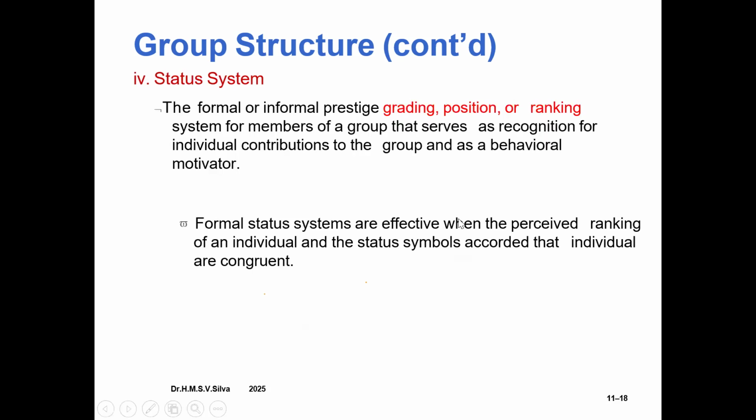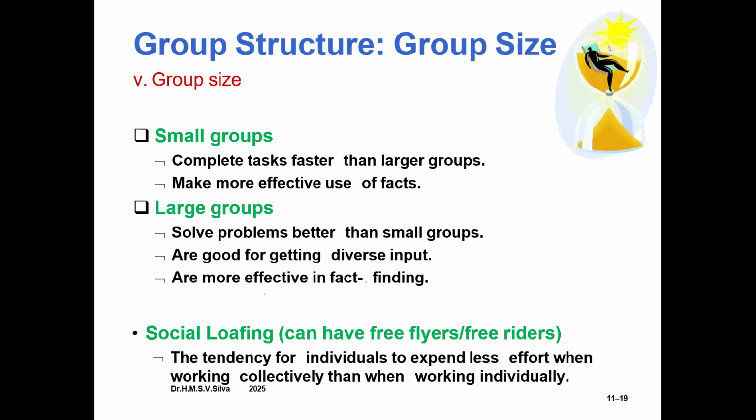Then status system. Status system means the formal or informal prestige grading, like position or ranking, because we know that when in a group, there is a president, secretary, treasurer, likewise there are statuses. So we should decide and define these statuses separately. එතකොට කවුද නායකයා, කවුද ලේකම්, කවුද බණ්ඩාගාරික කියන එක පැහැදිලි වෙනවා. So this status system is very important, and this grading, position, ranking is very important for the organization.